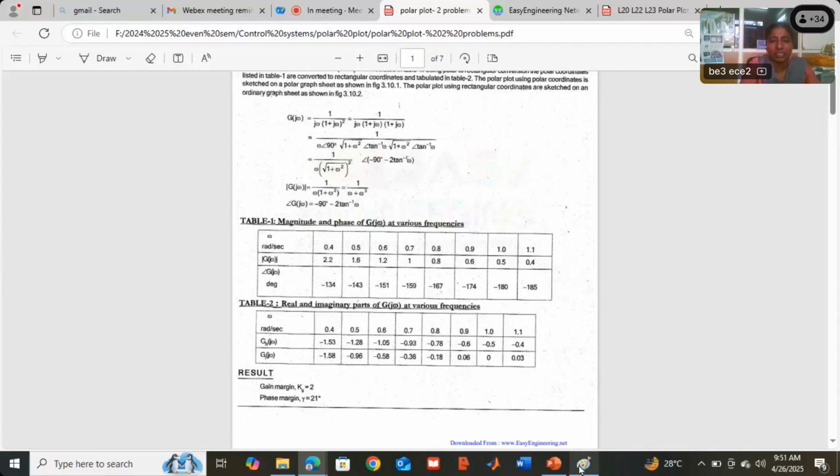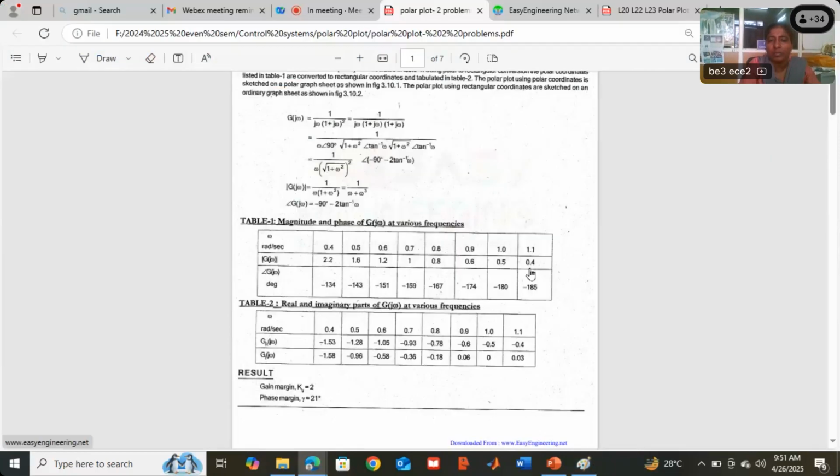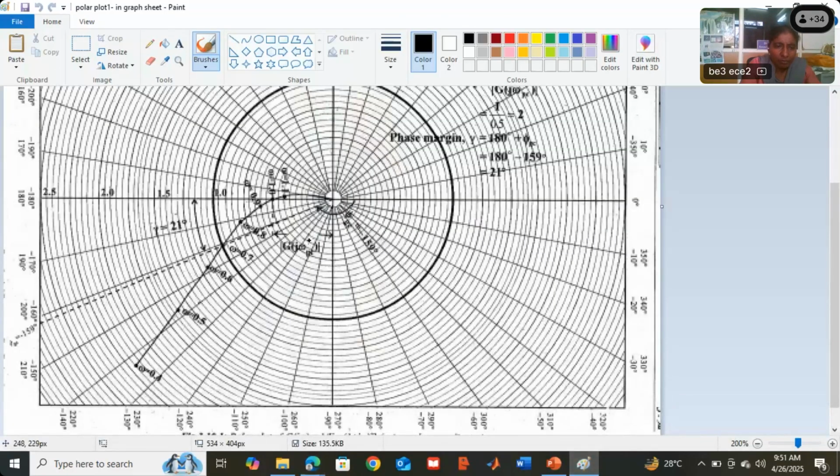You can see the graph sheet. They have put some values on the negative x-axis. On the negative x-axis they have covered all the magnitude values from the table. Minimum is 0.4, maximum is 2.2. In the graph sheet, 0.4, you can see this is a unity circle, the dark circle.